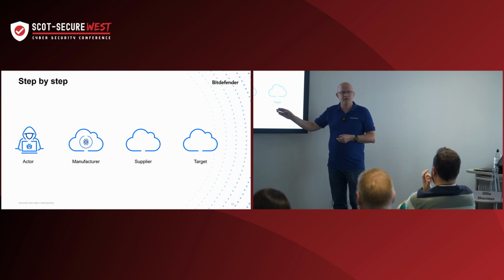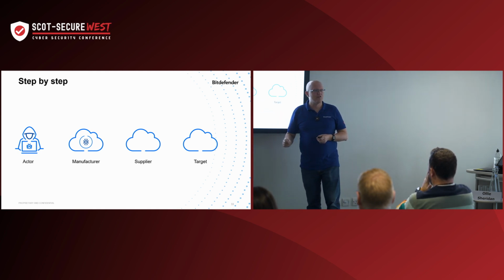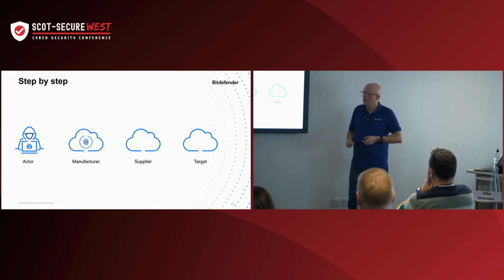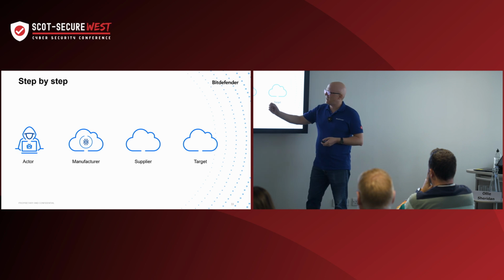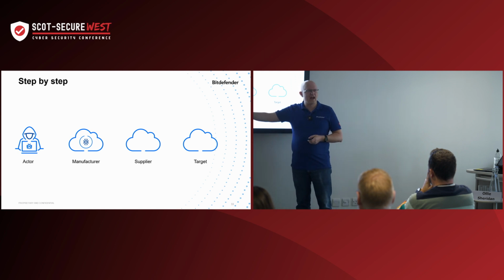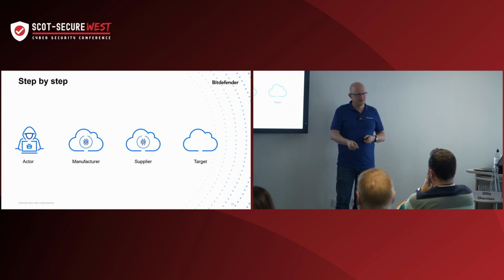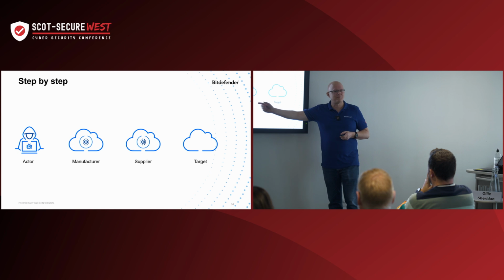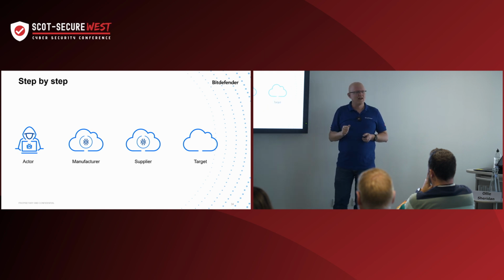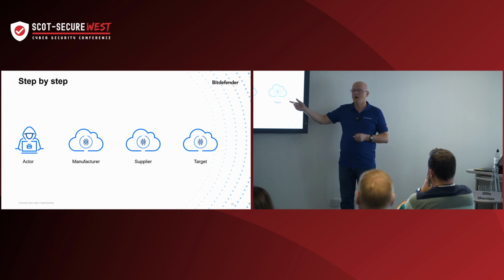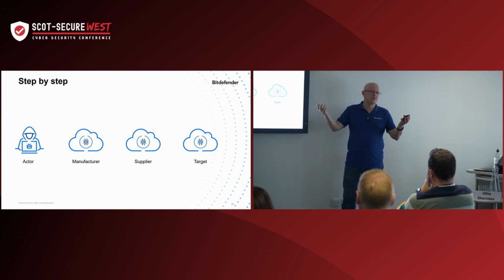In a chain of supplier, manufacturer, and actor, this is obviously a very simple example. But if I can compromise the manufacturer, and the manufacturer has, let's say, a site-to-site VPN with the supplier, I can compromise the supplier. And if that supplier has access connections to the target, I can then compromise the target, and then perform my actions on objectives, which might be stealing data, whatever that might be.